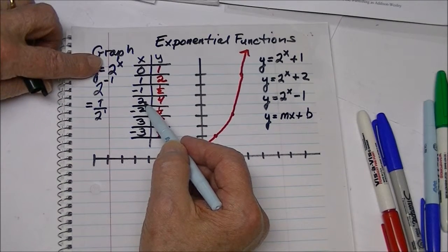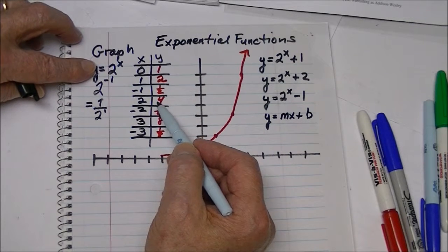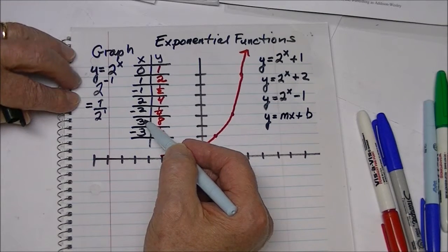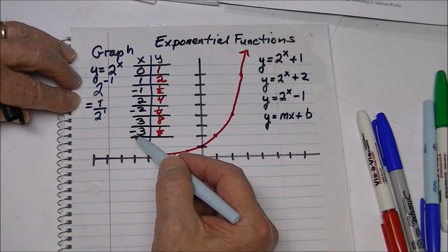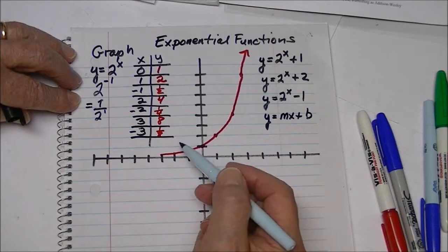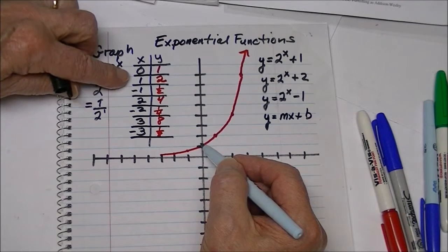2 to the second is 4. And the reciprocal, 2 to the -2, is 1/4. And 2 to the third power is 8. And the reciprocal, 2 to the -3, is 1/8. So we carefully plot these points. Let's do the positive ones here.